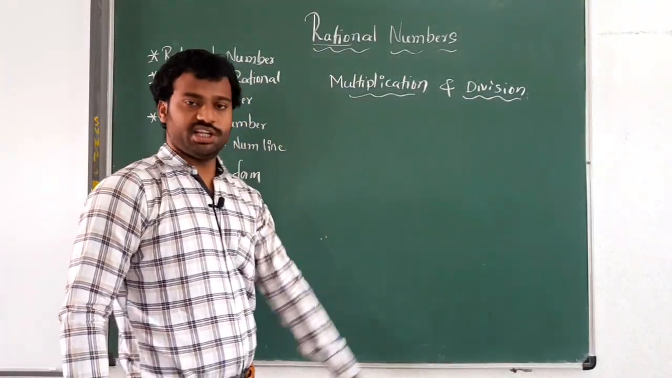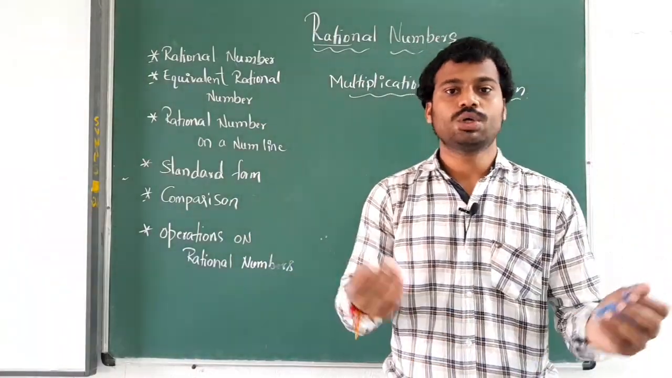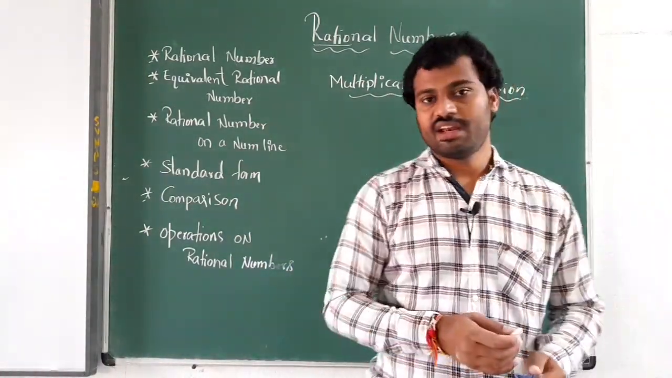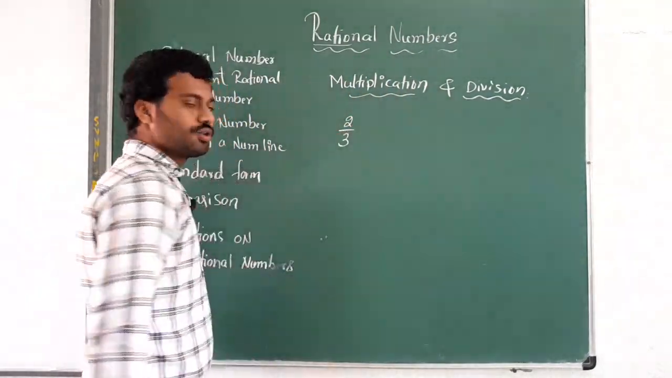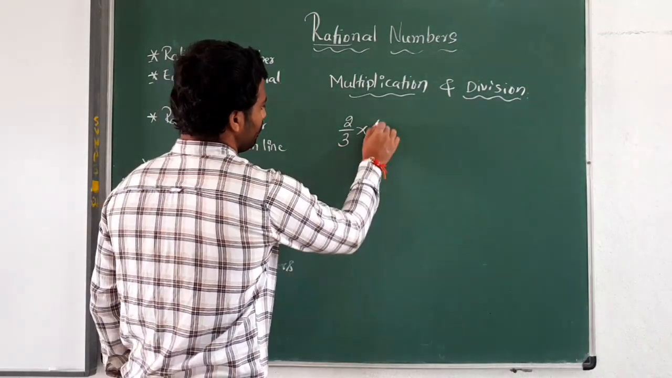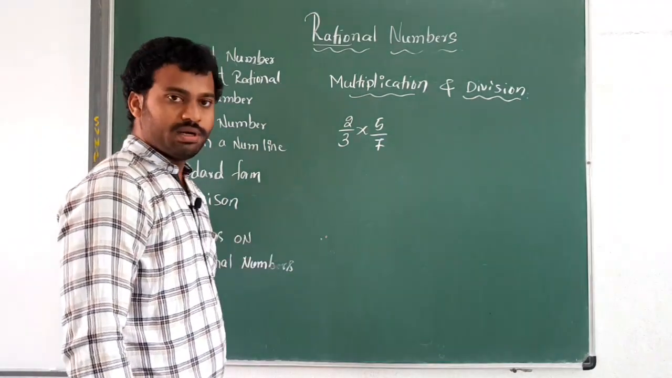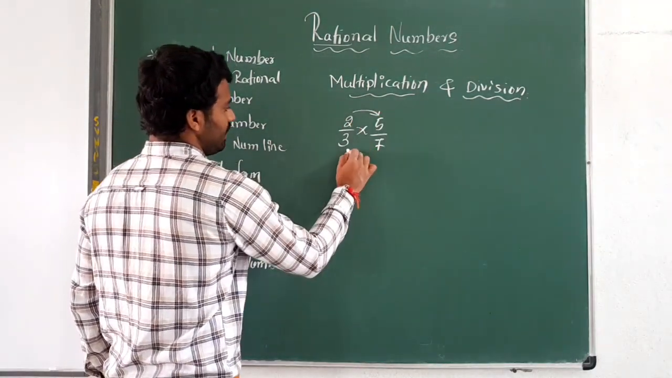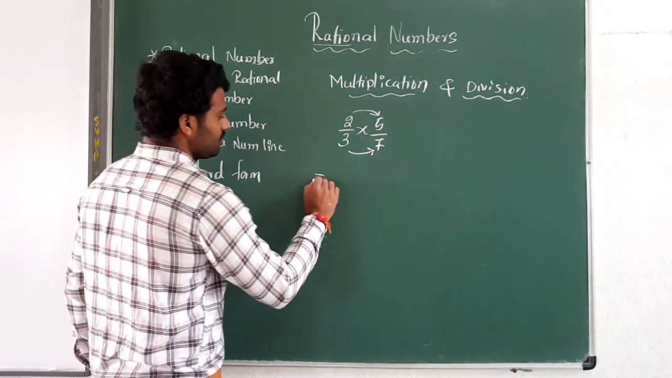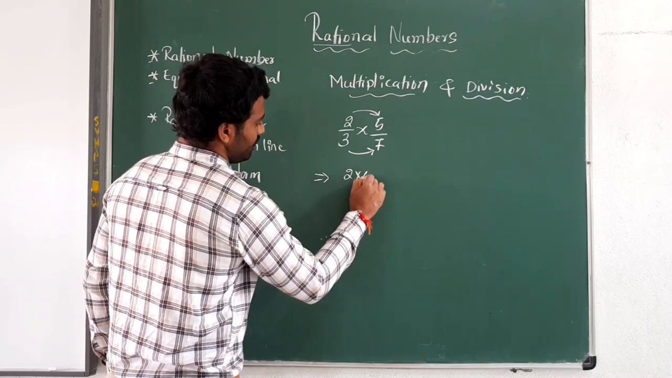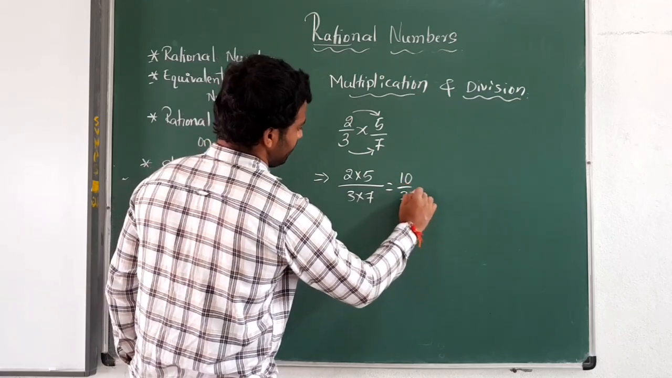Next is what? Multiplication and division. For any rational numbers, how to multiply and how to divide. Multiplication is very easy. Easily you will understand, even you will do it also. 2 by 3 into 5 by 7. How to multiply? You know already, just multiply the numerators and the denominators. So that implies 2 into 5 by 3 into 7, which equals 10 by 21.